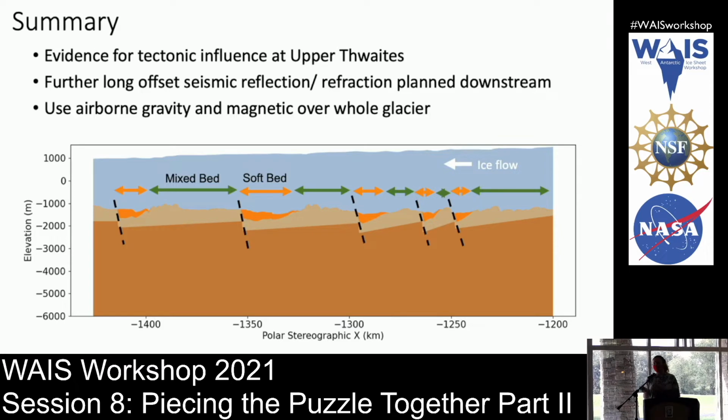To investigate if this tectonic influence is seen over more than just this one line, we're planning a further long offset seismic reflection/refraction survey further downstream, and that's as part of the ITGC Thwaites GHOST project. And then we're also planning to use the airborne gravity and magnetic data that already exists over much of Thwaites. But so far, this is an initial indication that tectonics are influencing bed character variability over Thwaites.